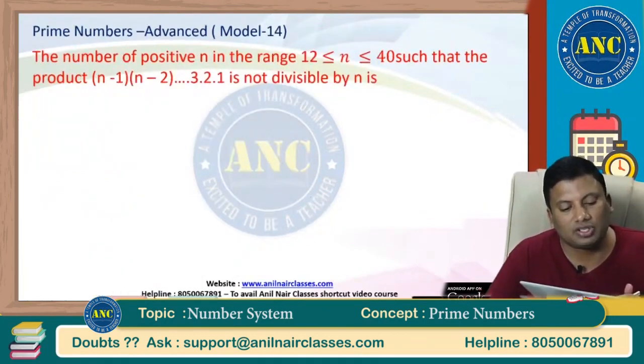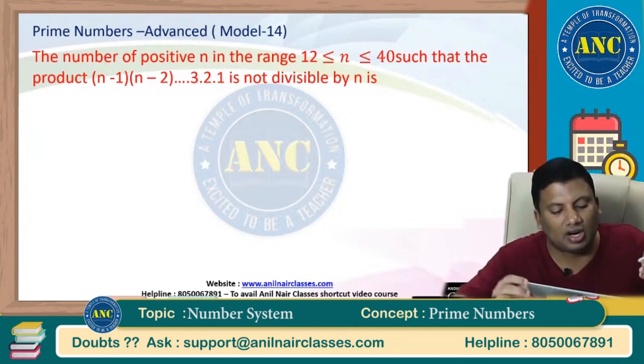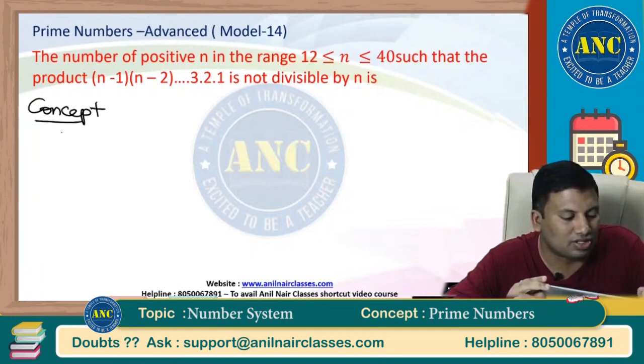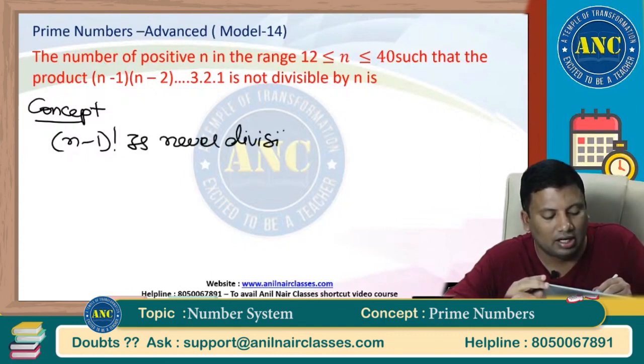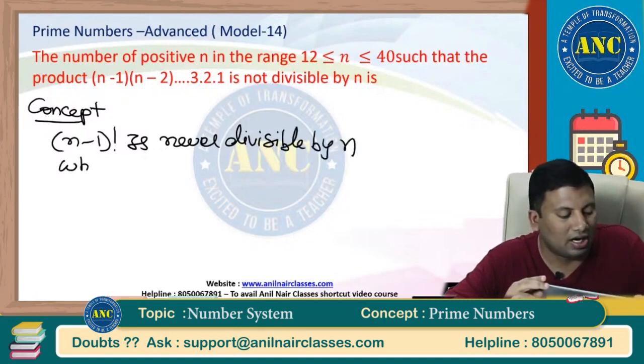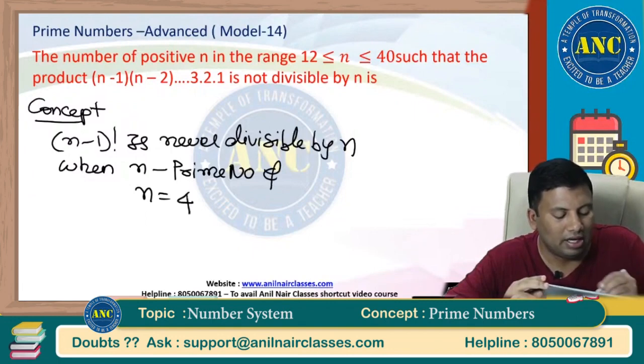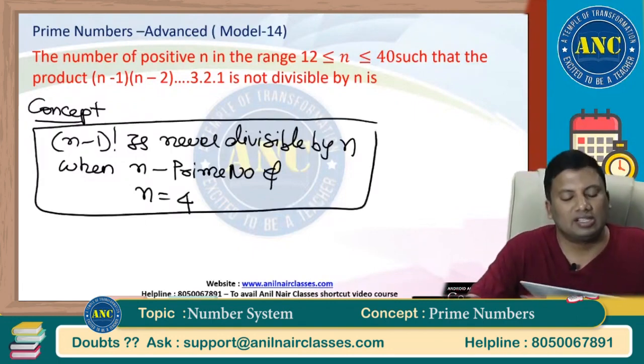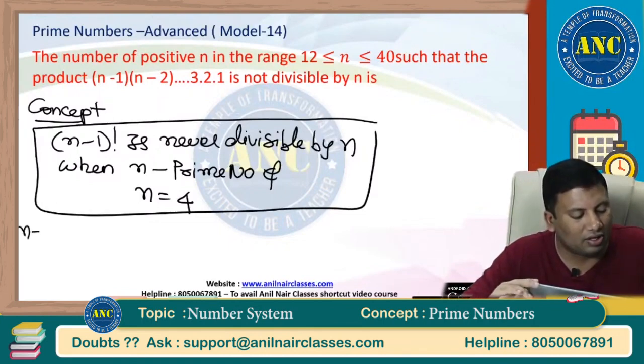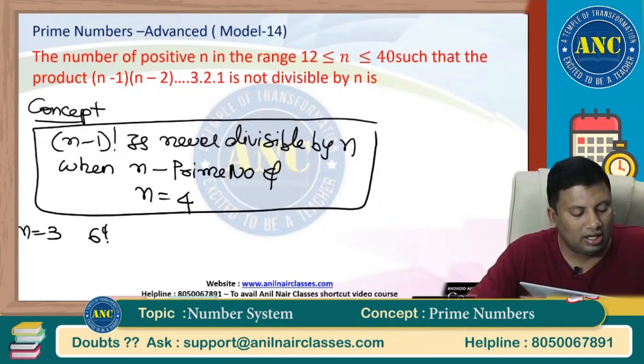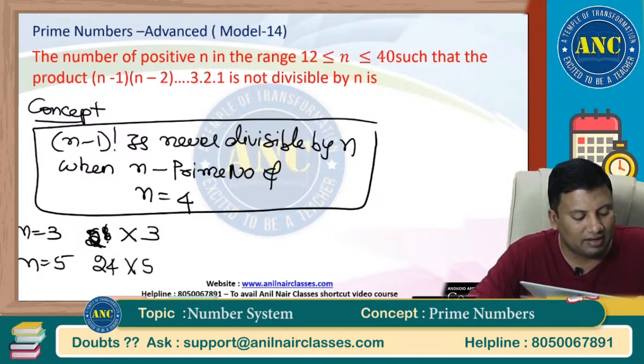Next one. Number of positive integers such that n minus 1 factorial is not divisible by n. This is another very conceptual question, sir. N minus 1 factorial is never divisible by n in 2 cases: when n is a prime number and when n equals 4. When n equals 4 also, n minus 1 factorial is never divisible by n. You can check it out. N equals 3: 3 minus 1, 2 factorial, which is 2. 2 is never divisible by 3. If n is 5, 5 minus 1, 4 factorial, 24 is never divisible by 5.